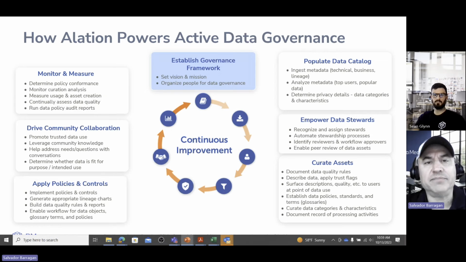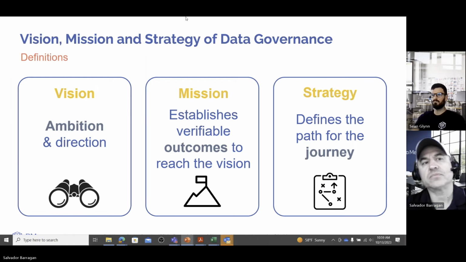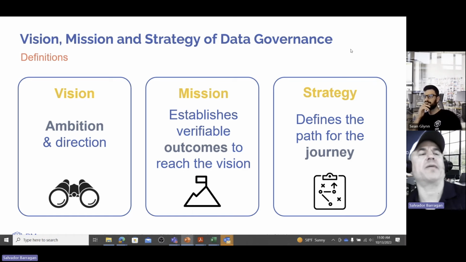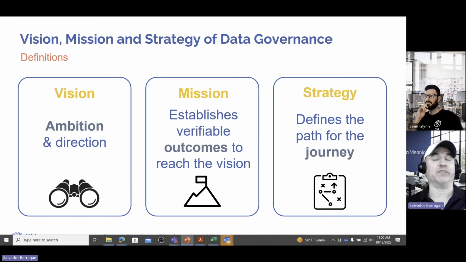So going back to the active data governance framework, we're going to address in this area that first step here: establish the governance framework, set the vision and the mission, and organize what data governance is going to look like. So the first step is the vision, mission, and strategy of data governance. Now, we're not going to develop an actual strategy or mission and vision, but we're going to give you the steps you want to follow to establish those.